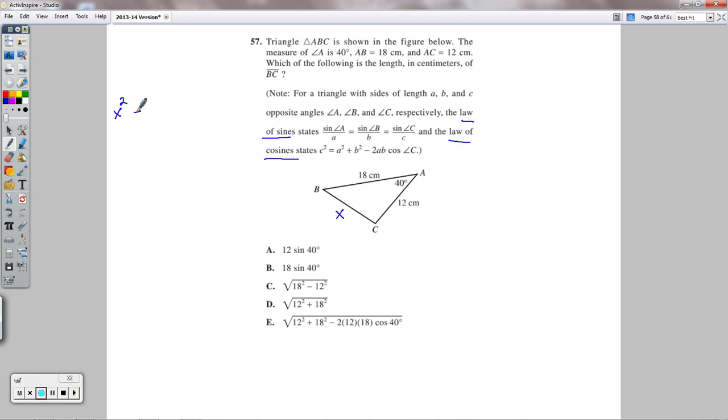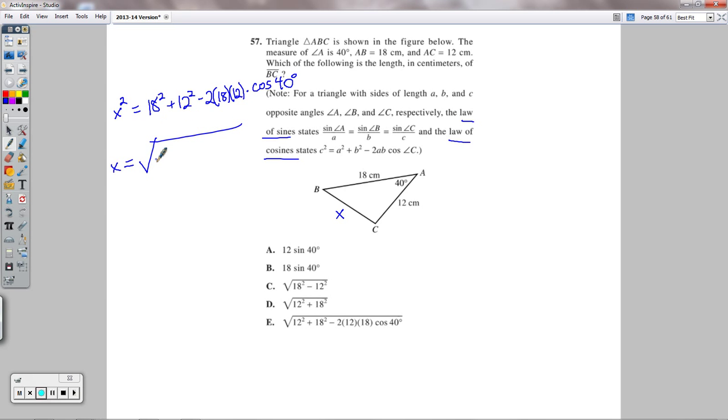I have x squared equal to the other 2 sides squared and added together, 18 squared plus 12 squared, and then minus 2 times a times b, so minus 2 times 18 times 12 times the cosine of c, and c again is x in this case. So the angle across from that side is 40 degrees. So times the cosine of 40 degrees. So that means x would be the square root of all that.